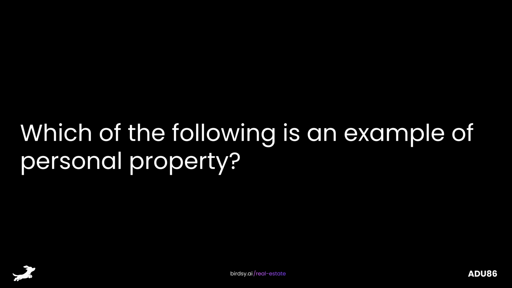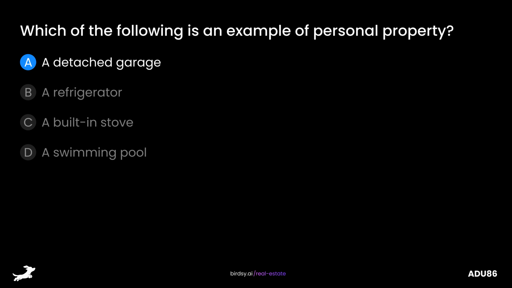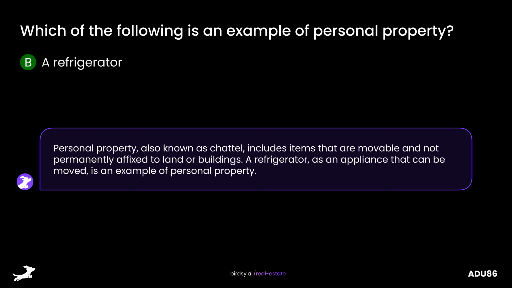Types of property. Which of the following is an example of personal property? Is it A, a detached garage, B, a refrigerator, C, a built-in stove, or D, a swimming pool? The answer is B, a refrigerator. Personal property, also known as chattel, includes items that are movable and not permanently affixed to land or buildings. A refrigerator, as an appliance that can be moved, is an example of personal property.